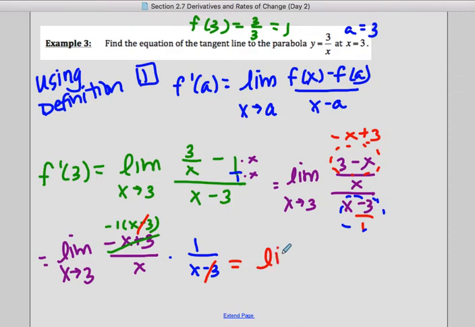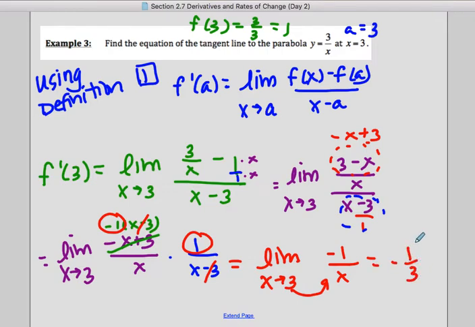And so I'm left with my limit as x approaches 3 of negative 1 times 1 all over x. And now can I plug in 3? Yes, I can, so I'd have negative 1 over 3, which is my slope or my derivative at 3. Okay, so that's the slope of my tangent line.